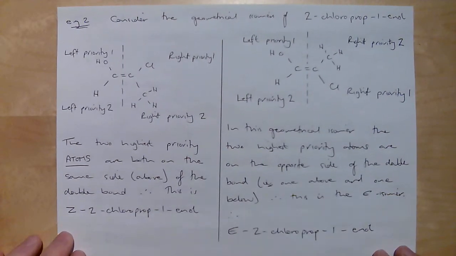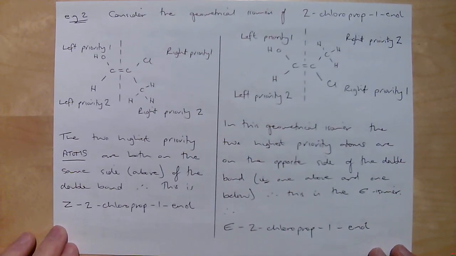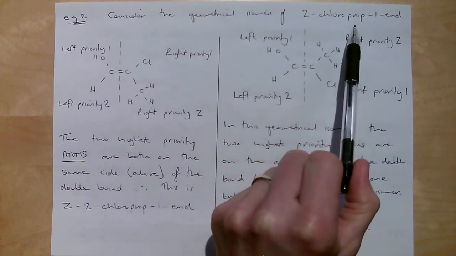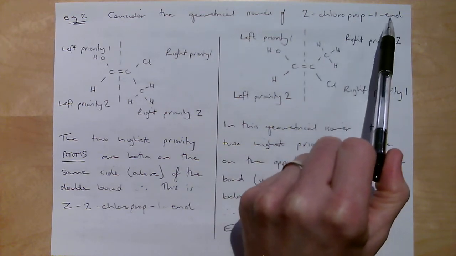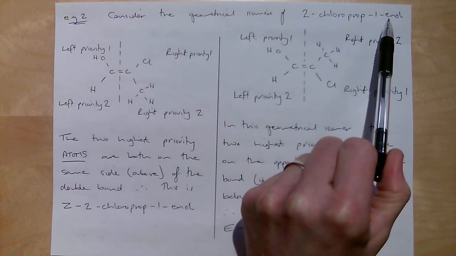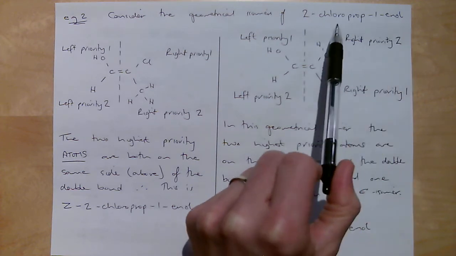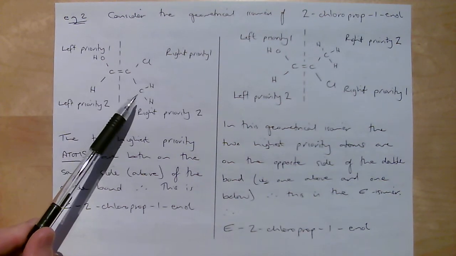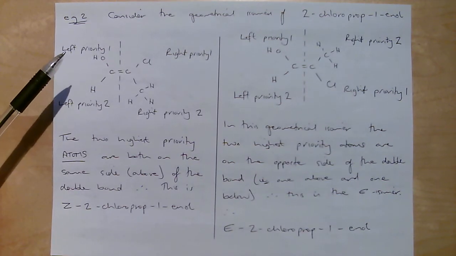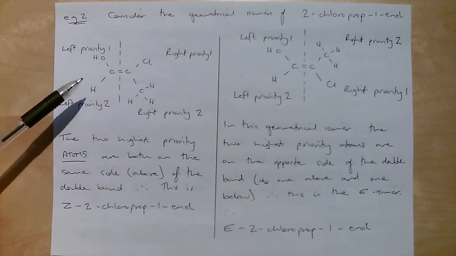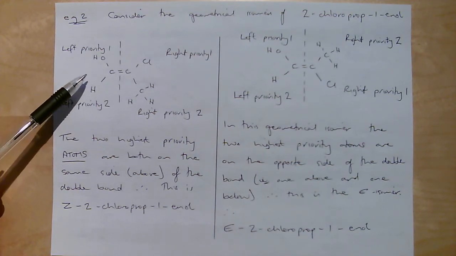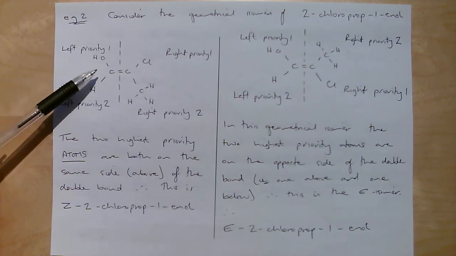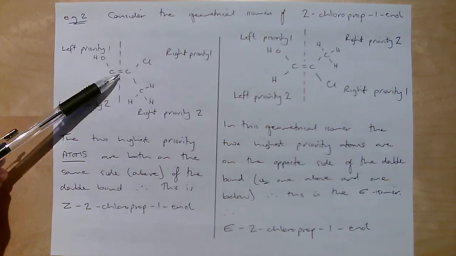Okay, so let's consider the geometrical isomers of 2-chloro-prop-1-enol. So it's got the double bond, the ene, it's an alcohol because it's an ol, and it's got a chloro in position 2. Okay, so it's this molecule here. Okay, so let's have a look at this one. We're trying to work out whether this is the E or the Z isomer of 2-chloro-prop-1-enol. Okay, so I find my double bond's there.